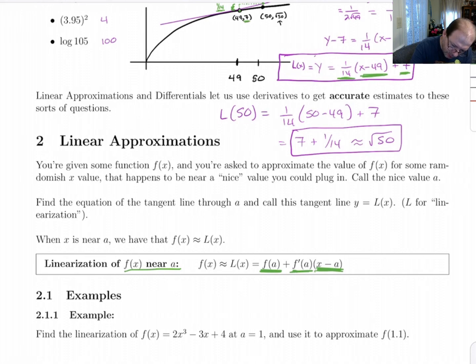The thing that I want to really do here is use this formula down here, this formula for the approximation of f of x using a linear approximation. We'll look at that in the next video.